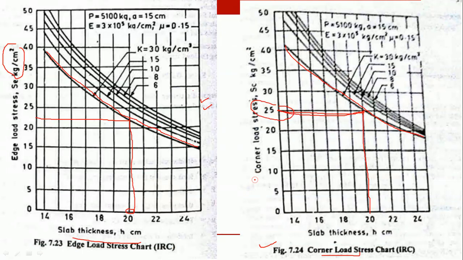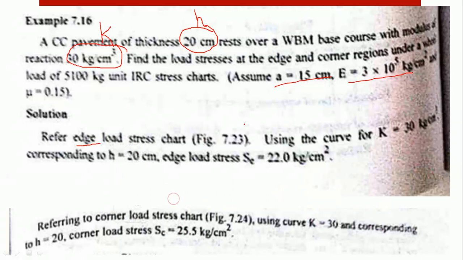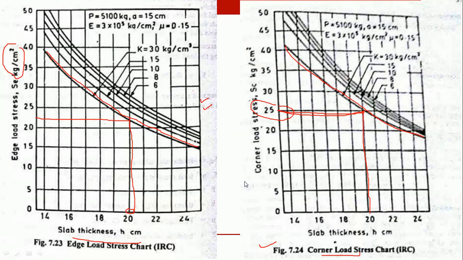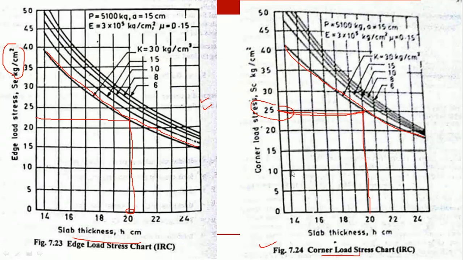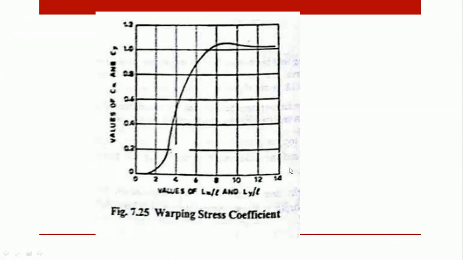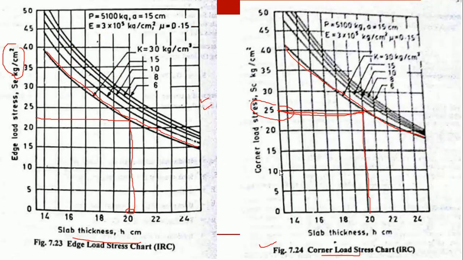The same thing has been written, just observe here. Referring to the edge load stress chart 7.23 and using K 30 and H 20, the edge load stress is 22. You can observe this in the figure. Similarly, the corner load stress is 25.5. You need to write the same thing here. So this is a simple problem, where using the IRC chart you find the stresses. These problems relate to finding the wheel load stress at the edge, corner as well as the interior, using the different charts as well as the formulas.